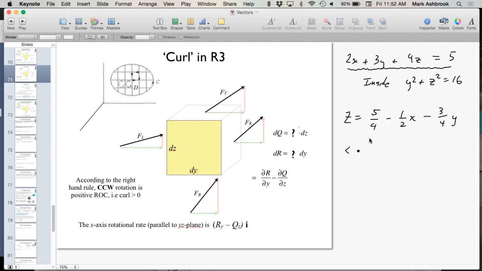So one way to do this that's totally legit is just to use x and y as your free variables. Given a set of ordered pairs x and y, z is always determined by this, so that's your z component. And then the qualification is inside y squared plus z squared equals 16. So what does that mean? y squared plus z squared equals 16. It's like this, right?